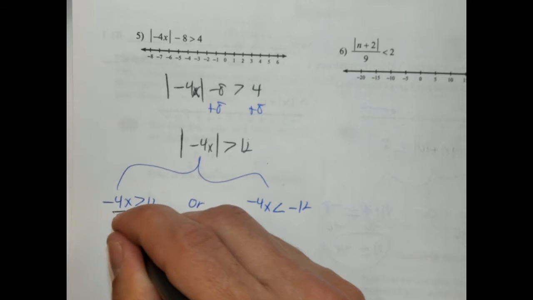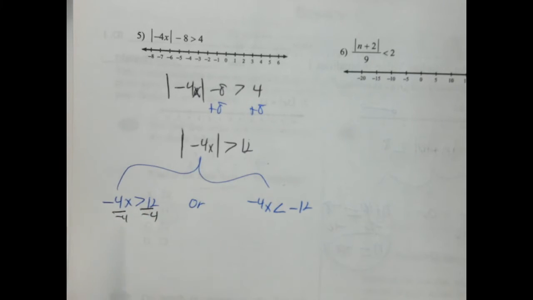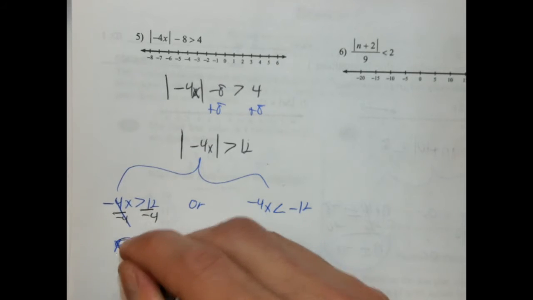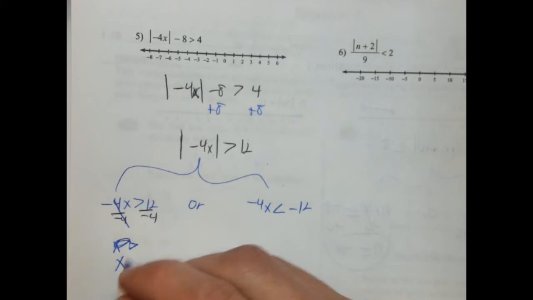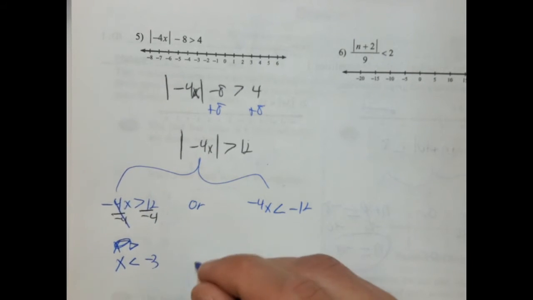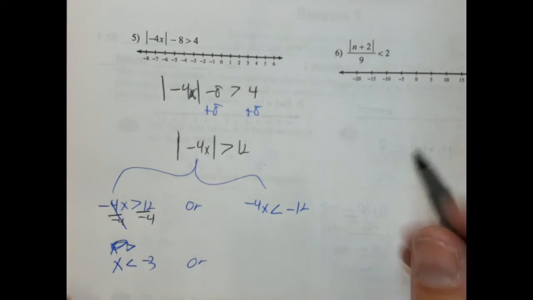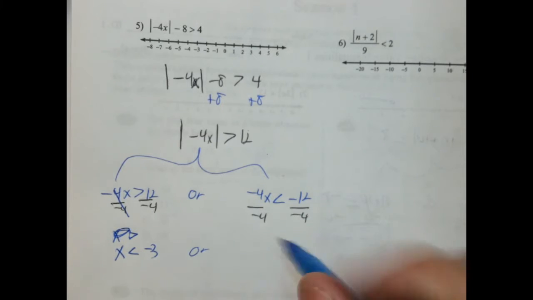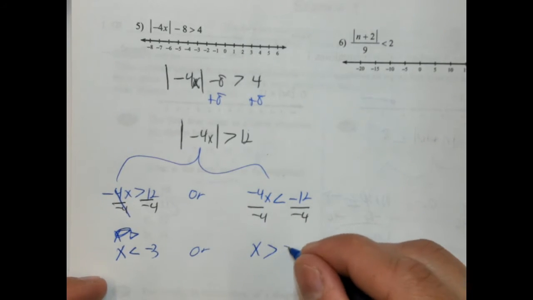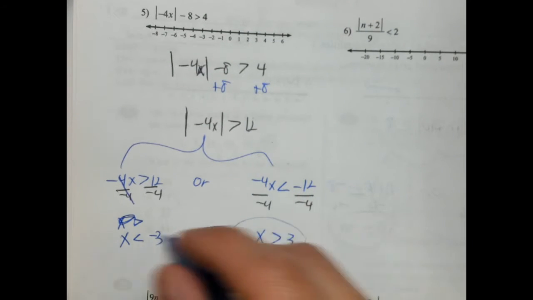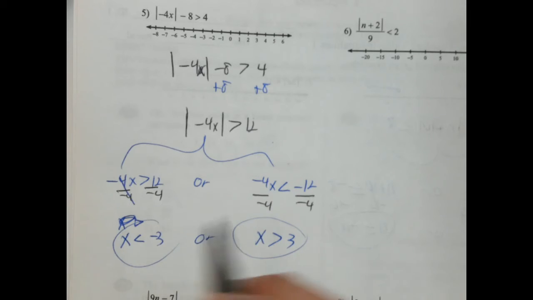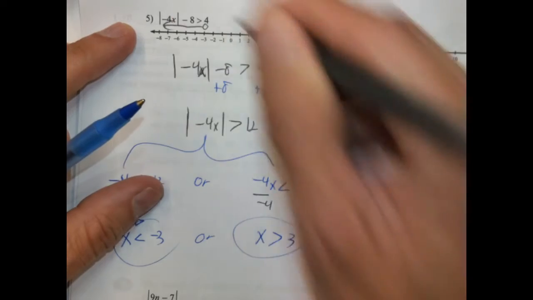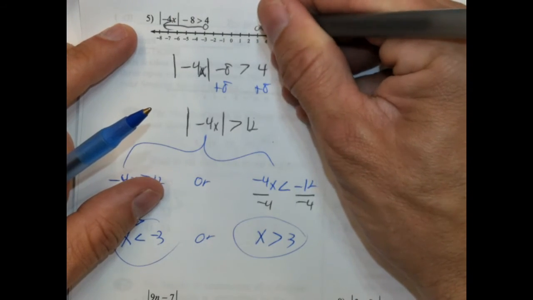Okay, divide by negative 4. X will be greater than, oh, not greater than, sorry. We divide by a negative to change direction, so this will be x is less than negative 3. Or divide by negative 4. X will be greater than positive 3. Okay. So it's going to be non-inclusive at negative 3 going to the left. It's going to be non-inclusive at positive 3 going to the right. Okay.